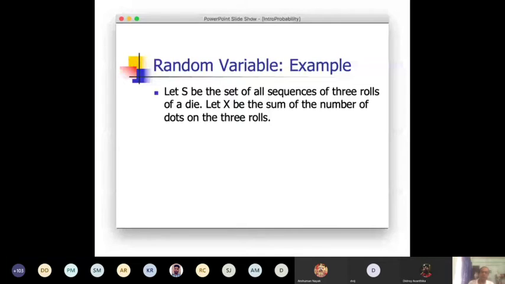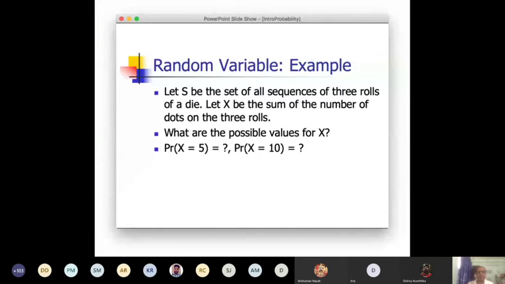Say, what is the probability of x equal to 5? So how do you do it in that case?